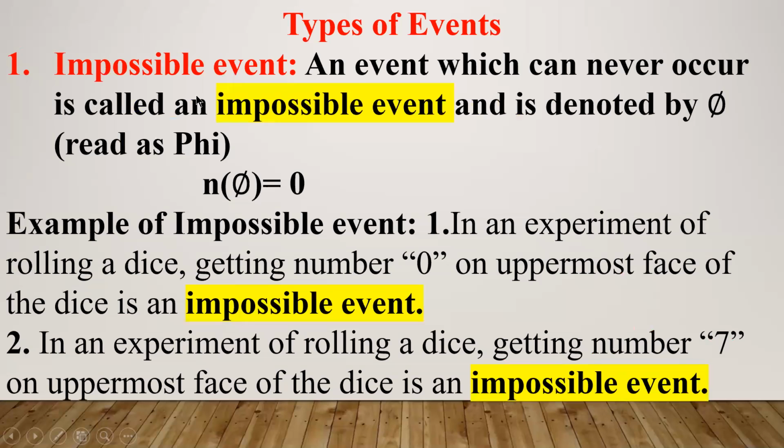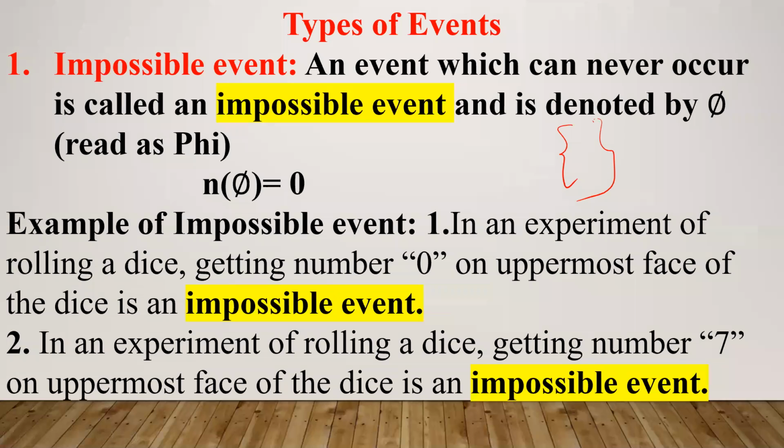Now we have seen what are the types of events. In that, the first one we have seen was the impossible event. An impossible event is an event which can never occur. If it can never occur, then there will not be any sample point in it, so it will be an empty event or empty set. That is denoted by this symbol which is called phi. Okay, it is also written like this, curly bracket without any member in that, without any sample point in that. So that is an empty set, but generally we denote it by phi.